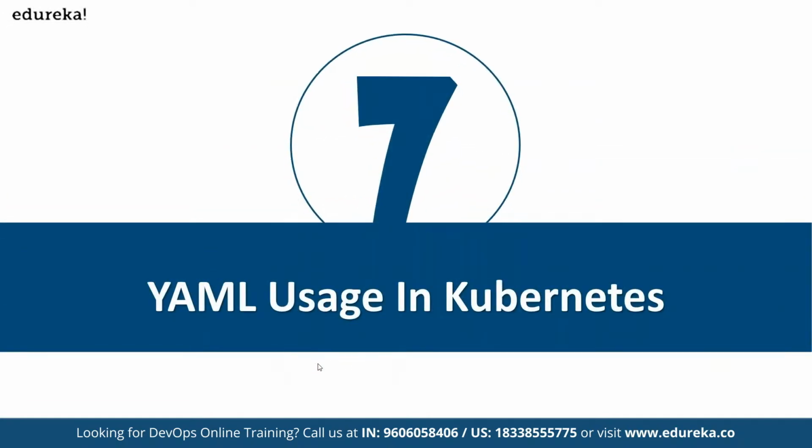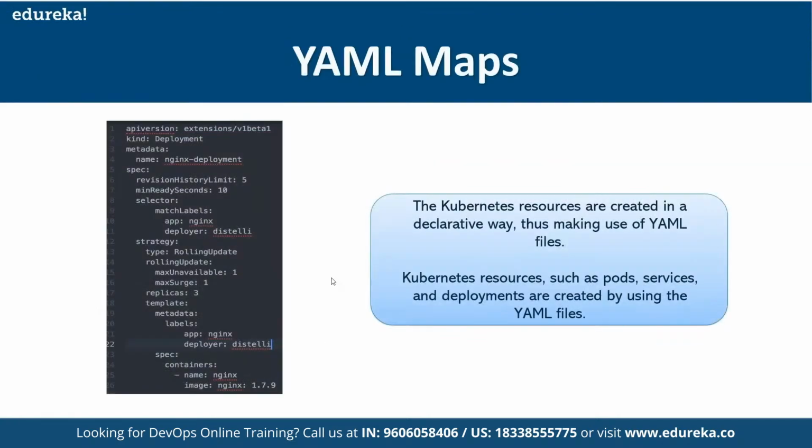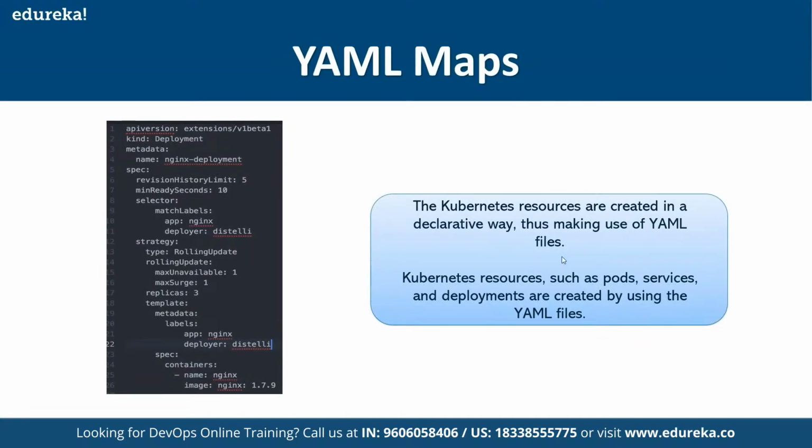Then the next topic is YAML usage in Kubernetes. We have already seen an example, so let's see one more example. I think it's the same one. Yeah, it's the same image. As you can clearly see, we have just seen this image as well. So when it comes to YAML maps, here the Kubernetes resources are created in a declarative way.